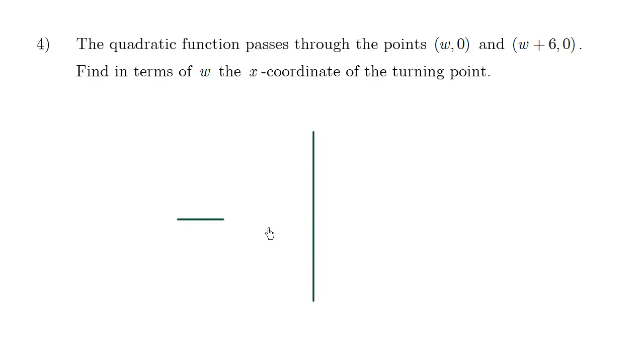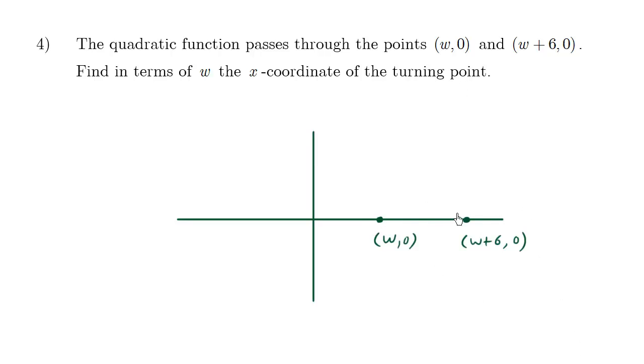The rough sketch here. We're not exactly sure what this quadratic looks like, but we know that the y value is 0. So we'll just guess over here. We'll just say that this is (w, 0). We know that the other point has another x-coordinate, which is 6 units to the right. So we'll just pretend that this here is (w + 6, 0). Now we're interested in the x-coordinate of the turning point.